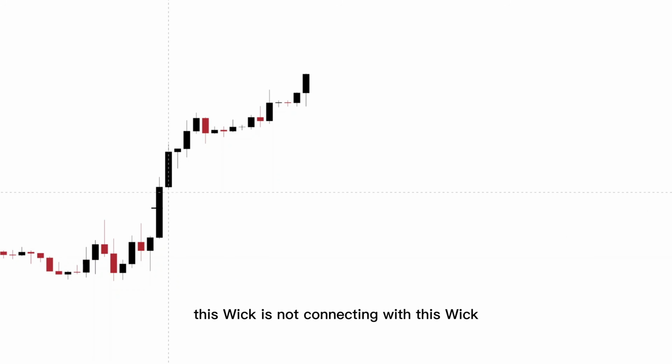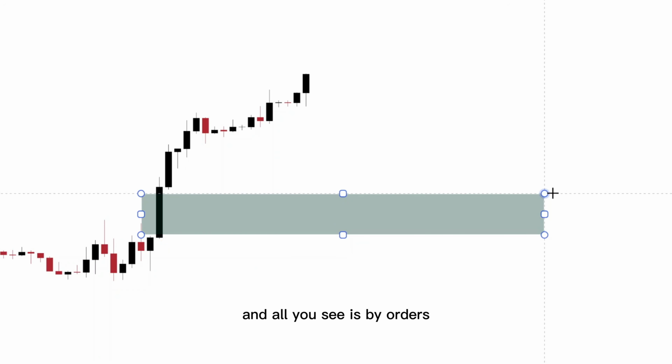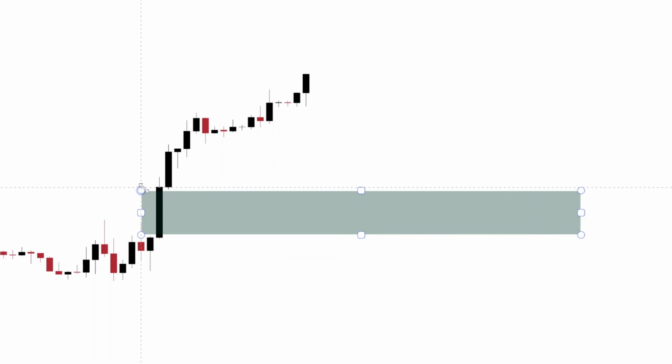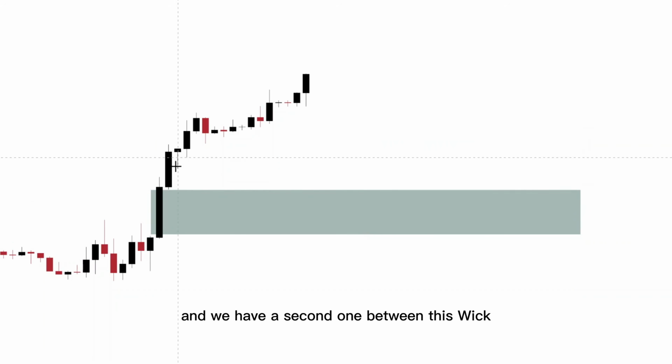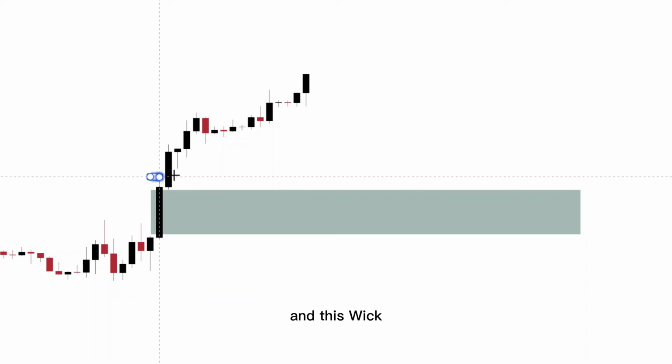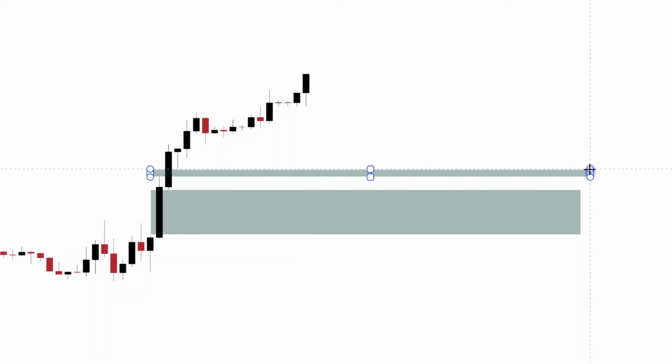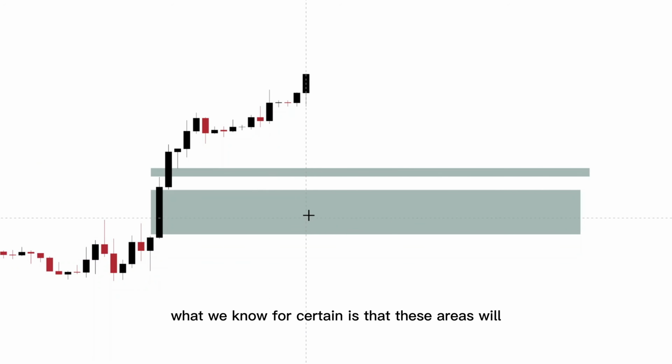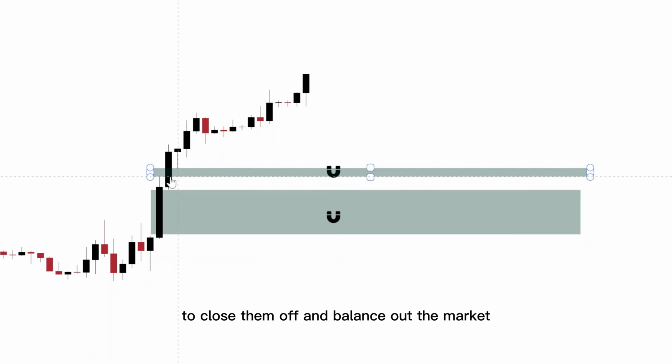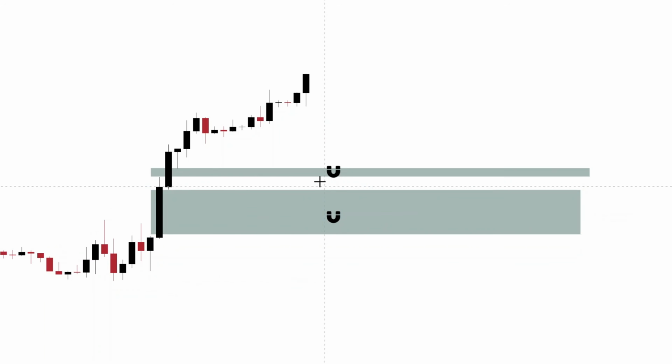You can see here, this wick is not connecting with this wick, and all you see is buy orders. So this is our first fair value gap, and we have a second one between this wick and this wick. Now that we have these levels, what do we know for sure? What we know for certain is that these areas will act as a magnet. They will attract price. Price will be attracted to these areas to close them off and balance out the market. And again, price can run through them just for the sake of closing, or price can come in and reject.